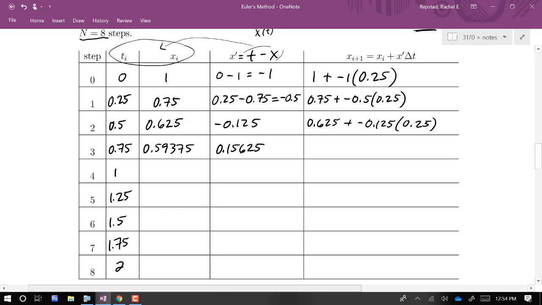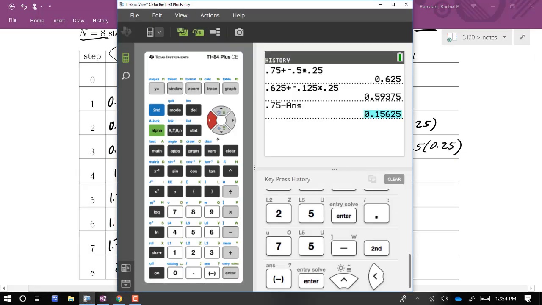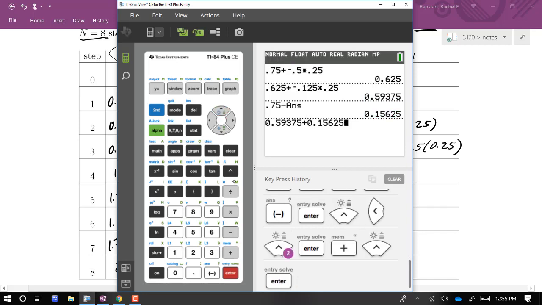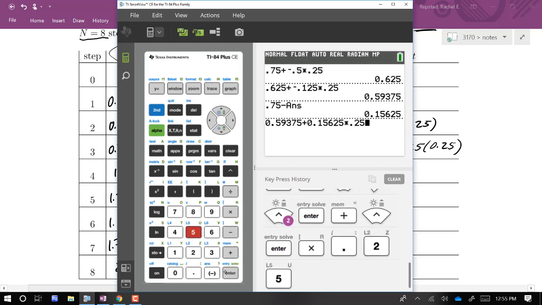And now I'm going to take the old x, 0.59375, plus, here's my x prime, 0.15625 times 0.25. That gives 0.6328125.